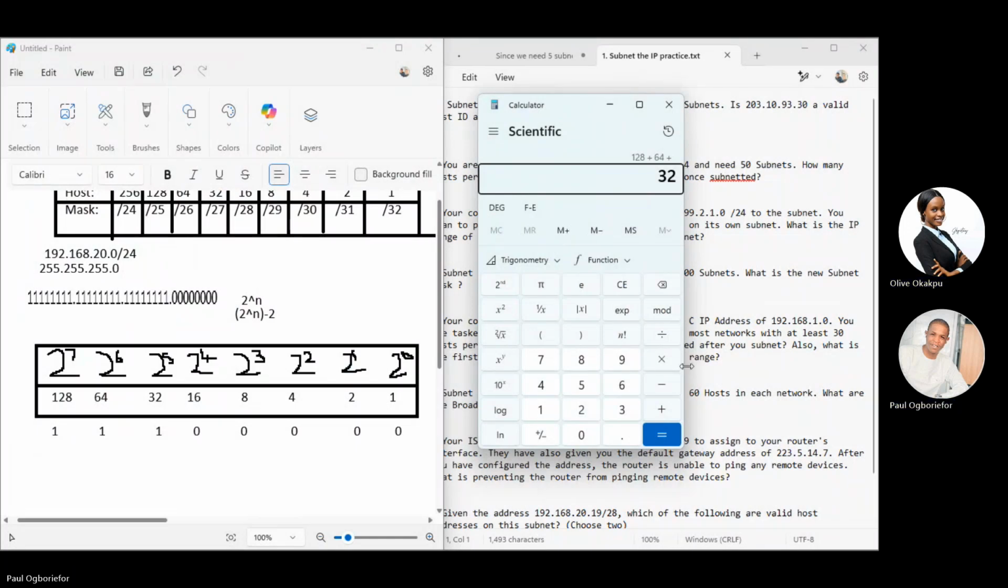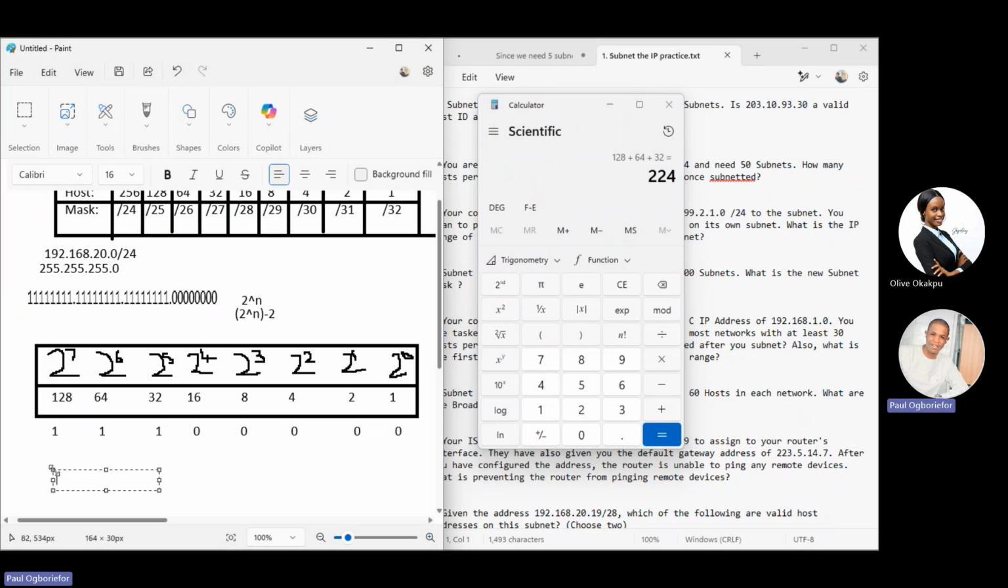That is all right. So we have 224. You see how easy it is. This now will become 255.255.255.224. You see how it works? Slash 27. Okay, let me just write the other one out.